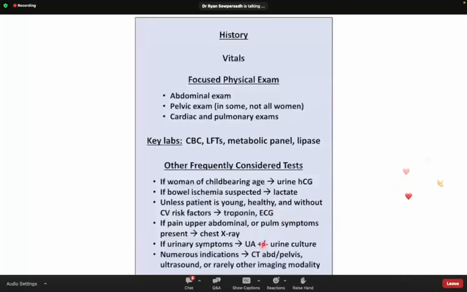Now, if the pain is upper abdominal or if the patient has concurrent pulmonary symptoms, you want to get yourself a chest X-ray. If the patient reports either dysuria or hematuria, check a urine dipstick, plus or minus urine culture, depending on your suspicion for a urinary tract infection. Now, there are numerous indications for either a CT of the abdomen or ultrasound or some other kind of imaging modality. While as a general rule clinicians often over-rely on imaging, in my experience, acute abdominal pain is not one of those circumstances, right?